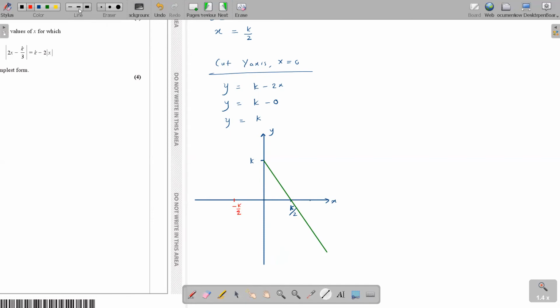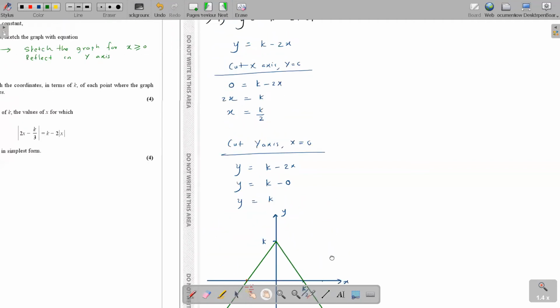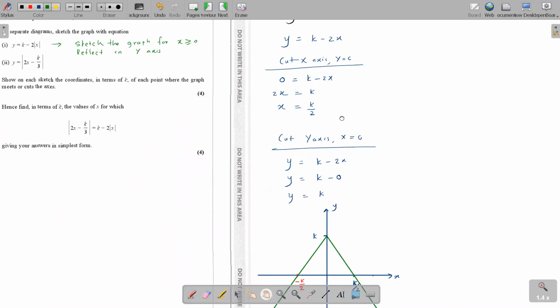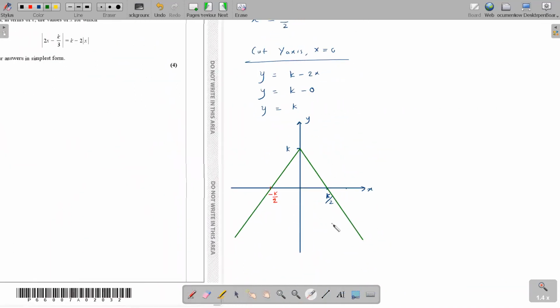So let's draw the line. I'll draw it with the same color. So you start from here and you draw this. So this is it. This is the graph of y equals k minus 2 times the modulus of x. So that's it, the y equals k minus 2 modulus x graph. So this is the answer.